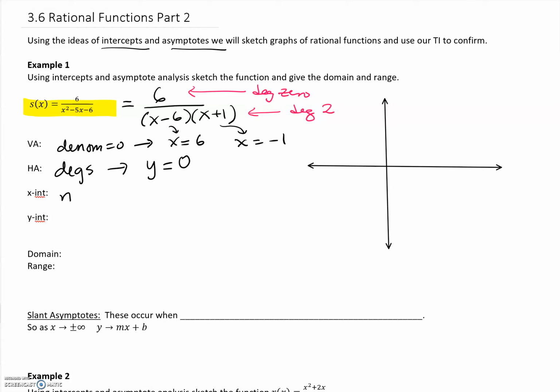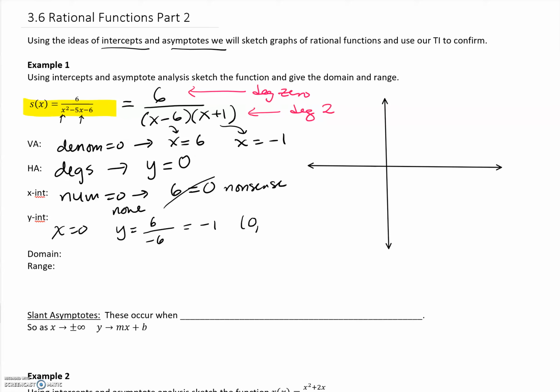For the x-intercept, remember, we would set the numerator equal to 0. And in this case, if I set the numerator equal to 0, that gives me some nonsense. So there are no x-intercepts. For the y-intercept, remember, we let x be equal to 0. So I have y equals 6 over -6. If I put zeros in the x's, that's going to give me -1. So we do have a y-intercept of (0, -1).